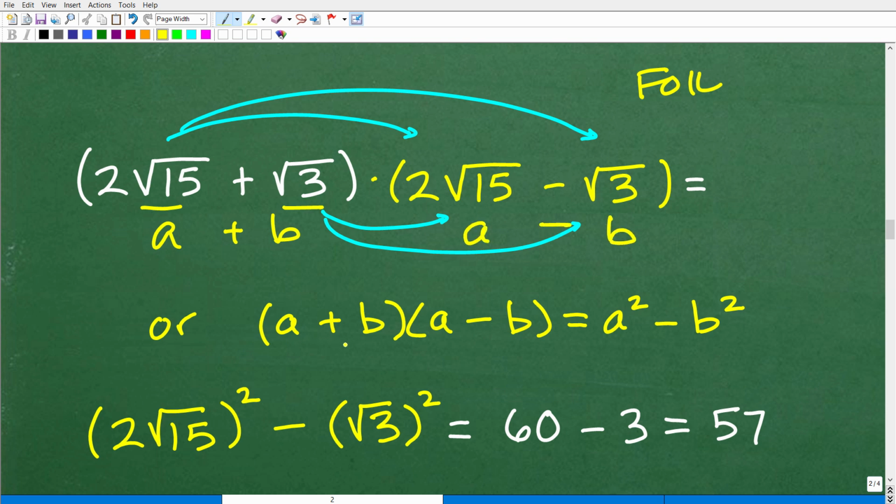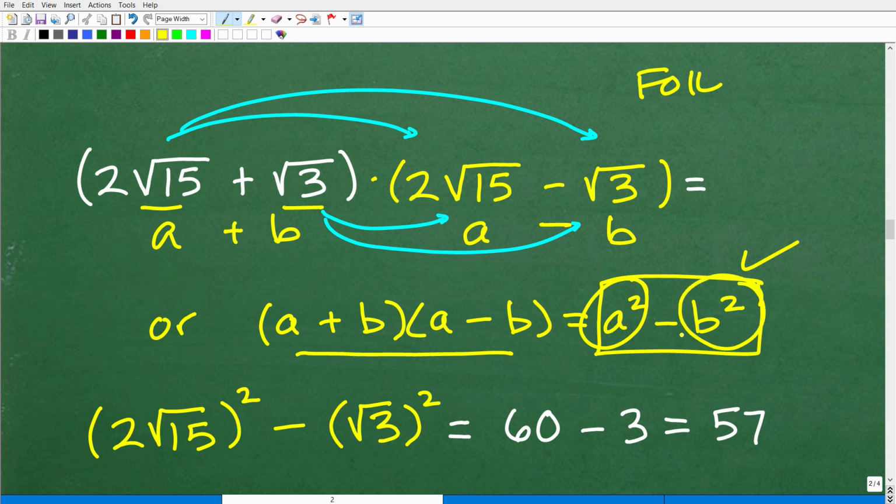So when you have A plus B times A minus B, this is what we call the difference of 2 squares, right? If I wanted to multiply 2 things with this pattern, A plus B times A minus B, I could just simply use the difference of 2 squares. In other words, I can square A and subtract away that B squared, and I'll get the answer. So let's do that right now.